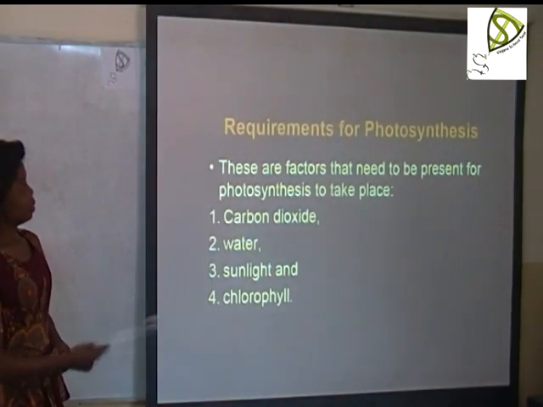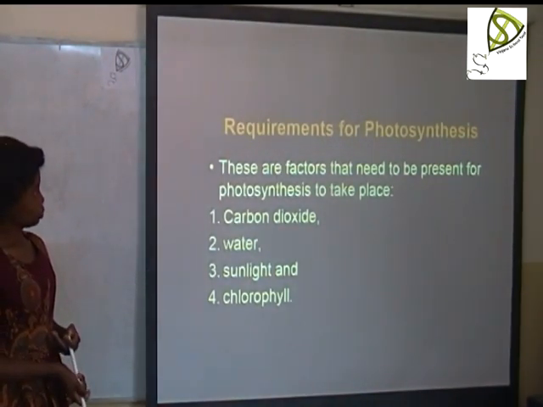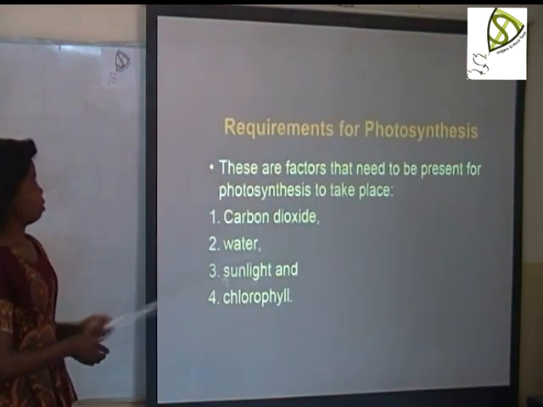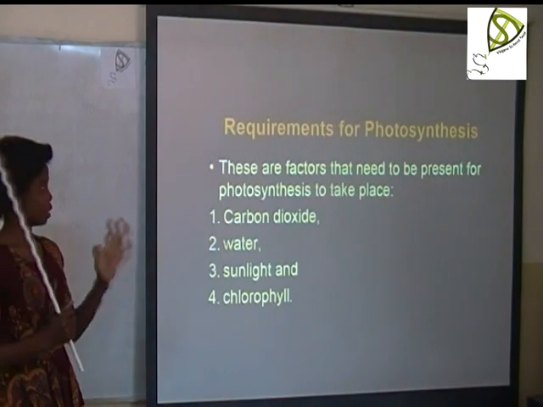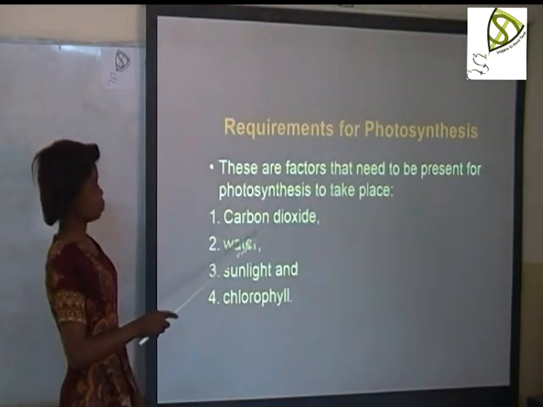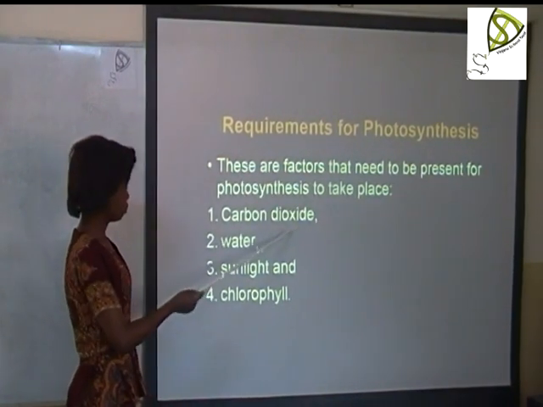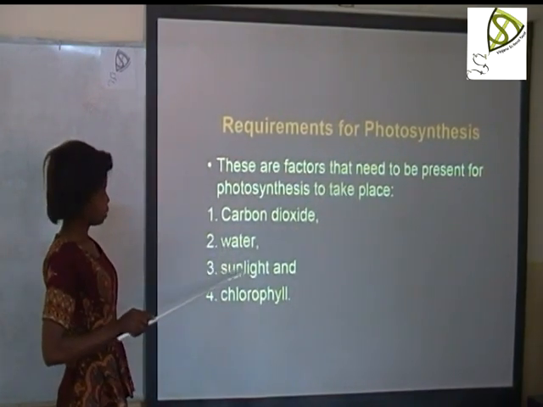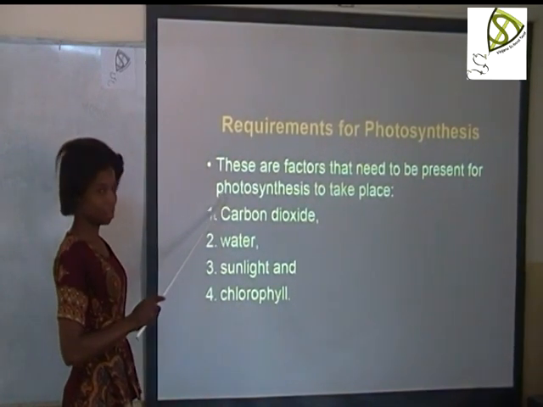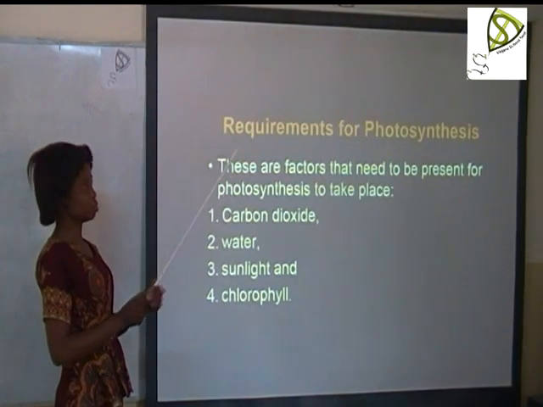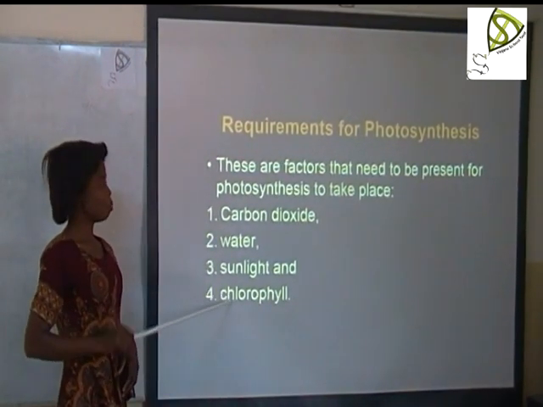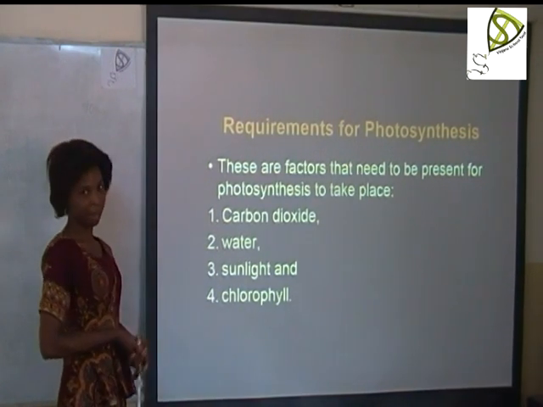Now let's look at the requirements that should be there for photosynthesis to take place. So we have 4 things that are required for photosynthesis to take place. The first one is carbon dioxide, water, sunlight, and chlorophyll. So these are the things that are needed for photosynthesis to take place. If these are lacking, then photosynthesis won't be there.